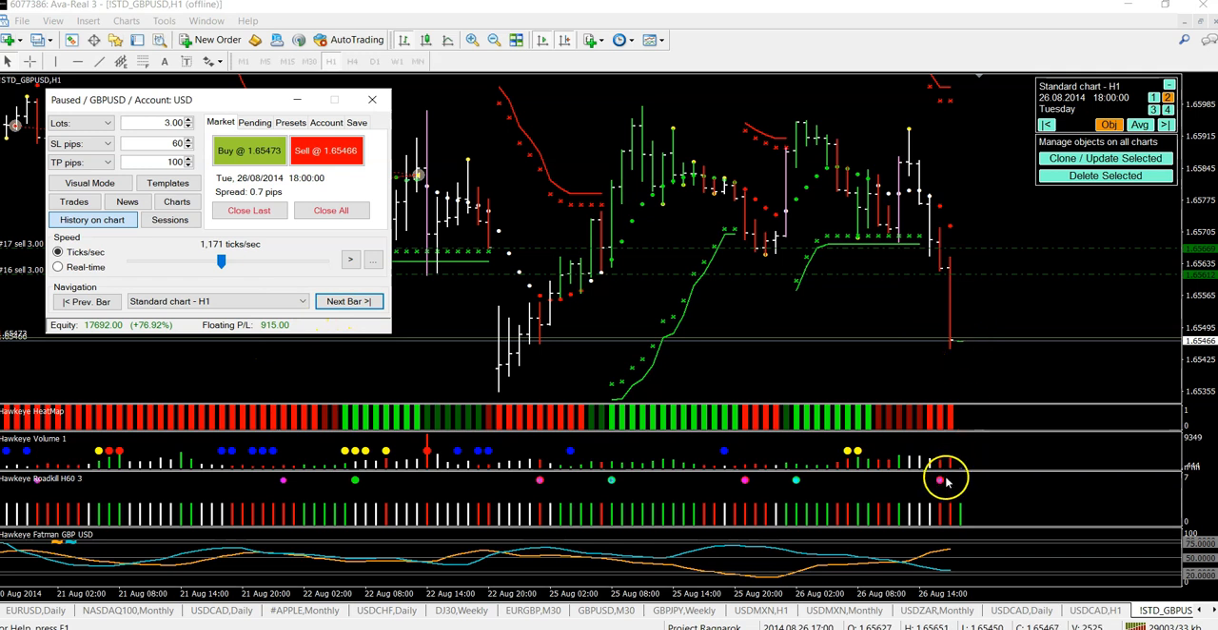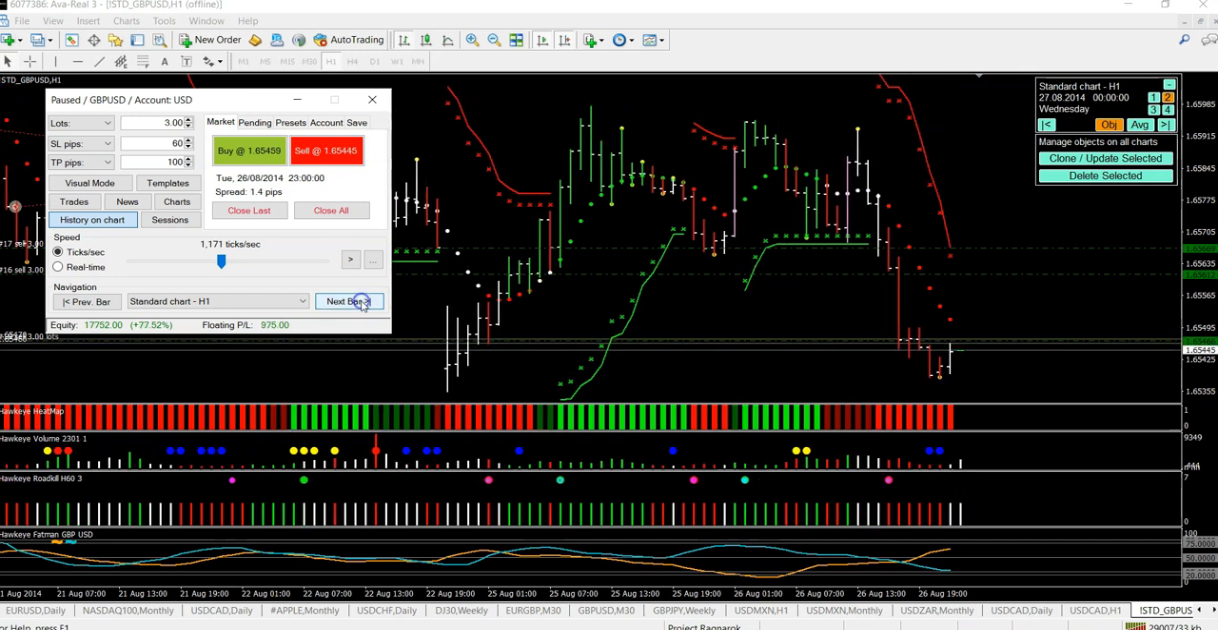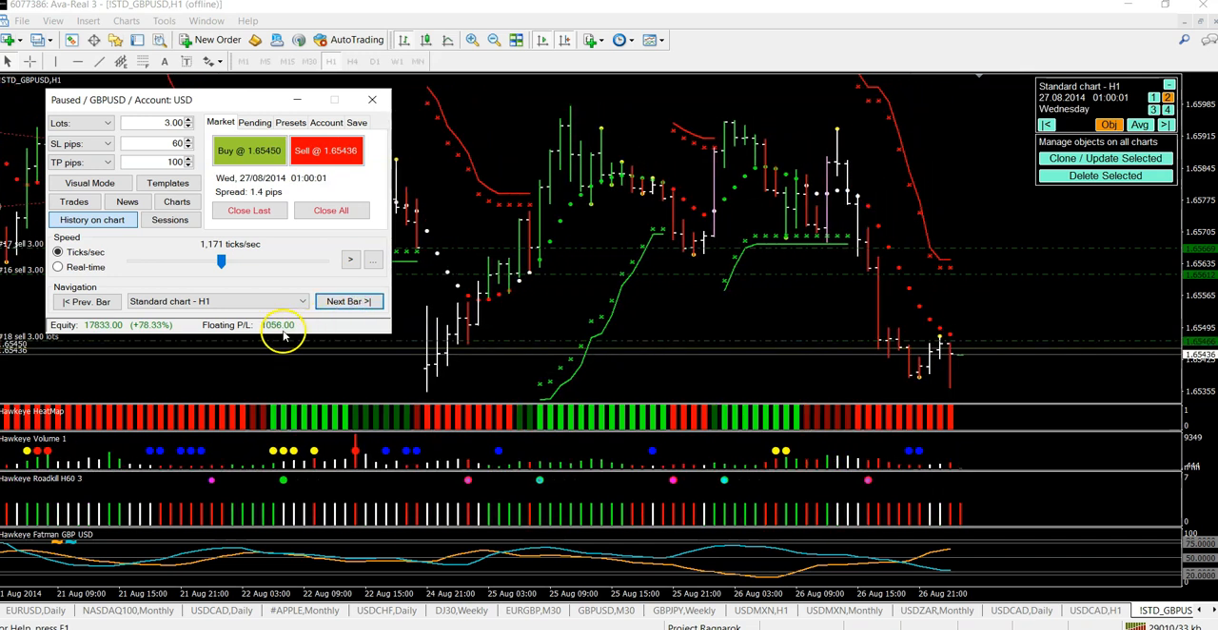Prices are moving to the direction. There's another short sell. I'm going to take it. We skip that. It's moving. Prices are moving in our direction. $1,000 into profit.